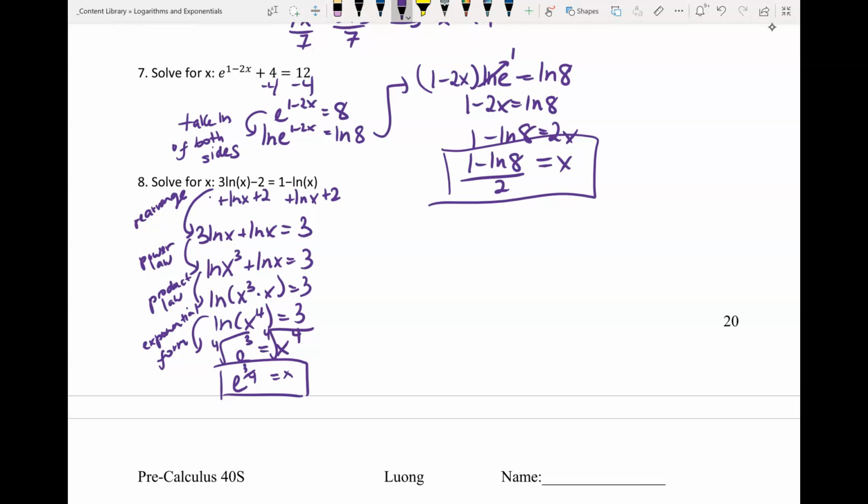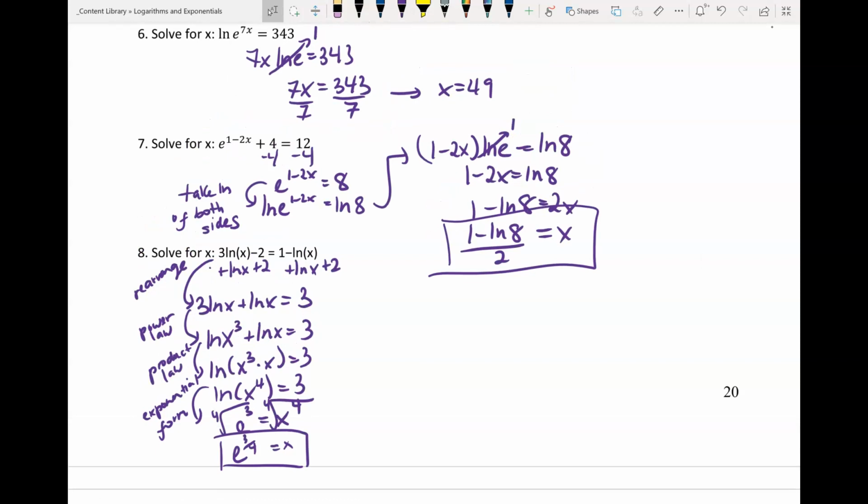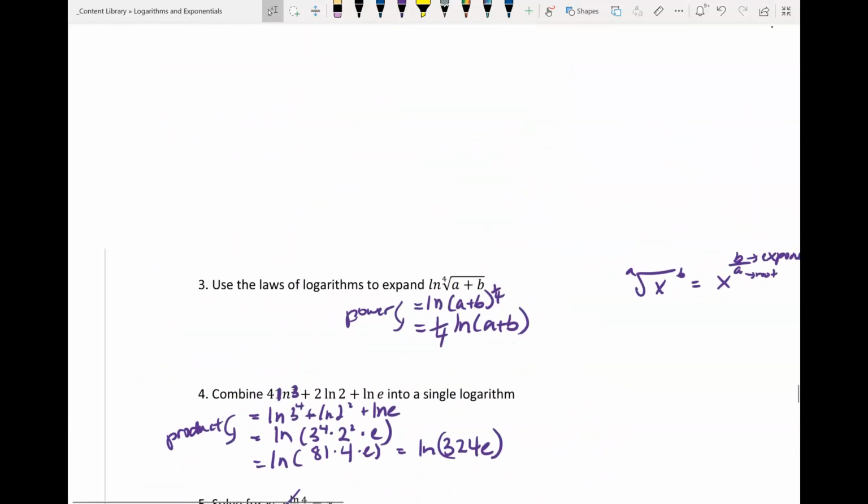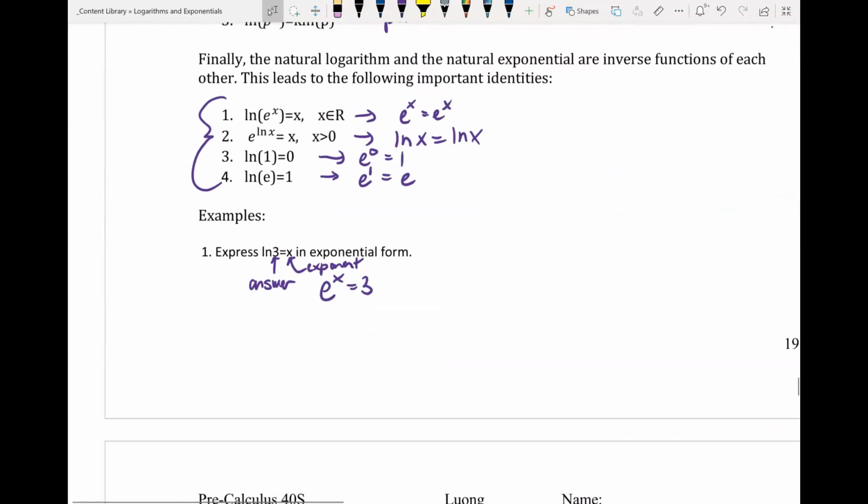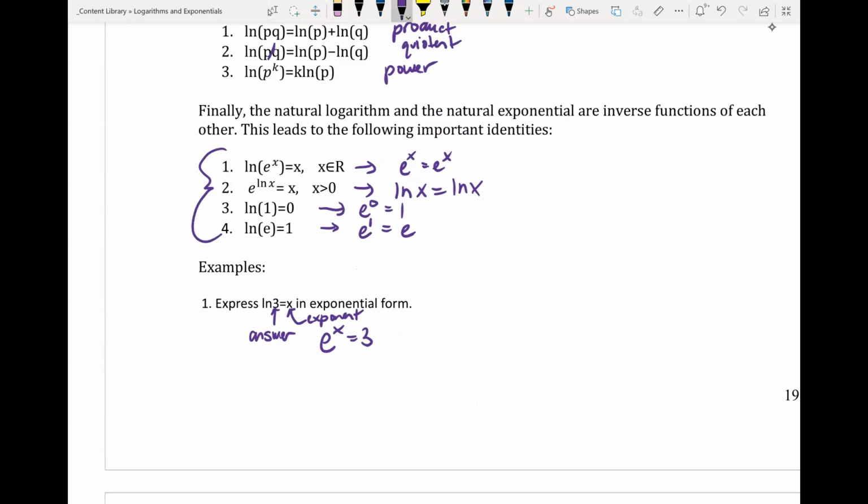And that's it for this lesson. We got a taste of how to do each and every question using our natural logarithm. Just as a reminder, it's very important that you remember these 4 new identities related to the natural logarithm, because that's definitely going to help you to solve any natural logarithm questions in the future.